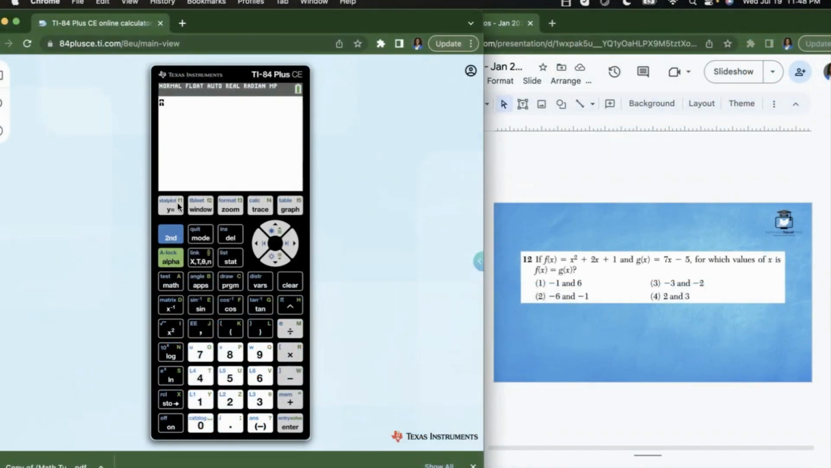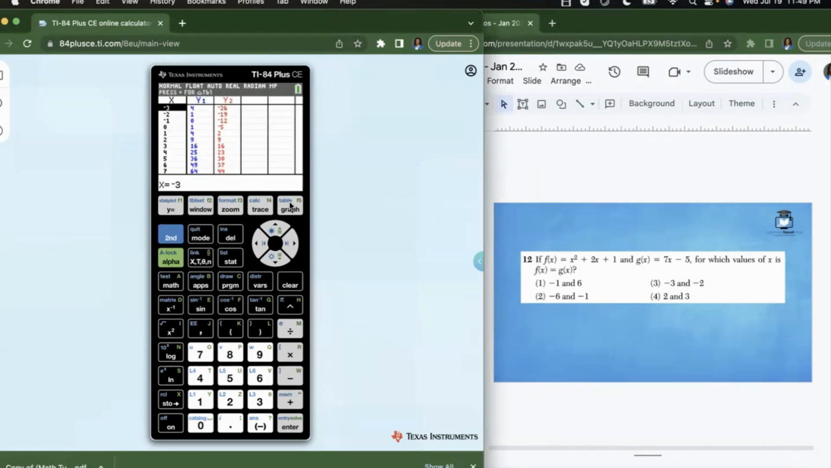When using the graphing calculator, you need to look at the two functions that are given and enter them into y equals. To solve this problem, we need to take a look at the table of values for both of these functions, and we're going to identify for which values of x the y values are exactly the same. Let's enter the functions. We have x squared plus 2x plus 1. That is our y1. And for g of x, we're going to enter it into y2. We have 7x minus 5.